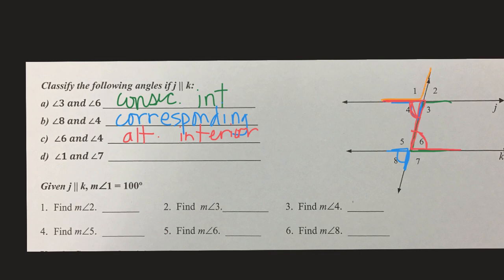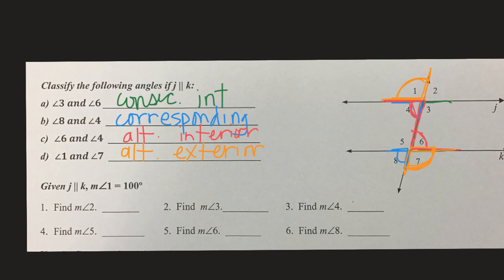Angle 1 is here. Angle 7 is there. These are alternate exterior angles because they're on opposite sides of your transversal, and they're both outside. Being able to identify or classify the angles is the first step to getting the algebra correct. Because now that you know what they are, we know that they either add up to 180 or you set them equal.